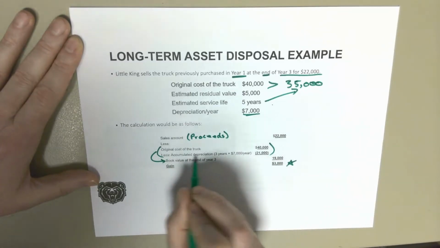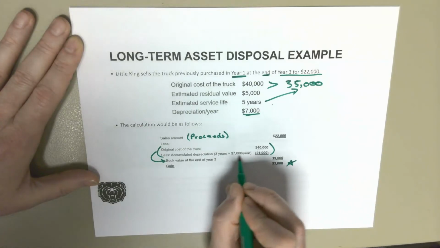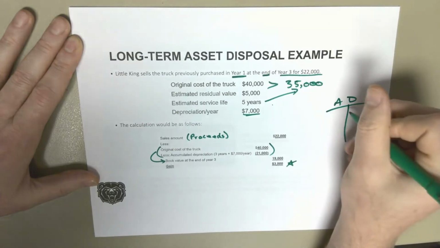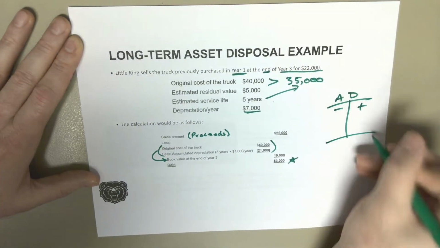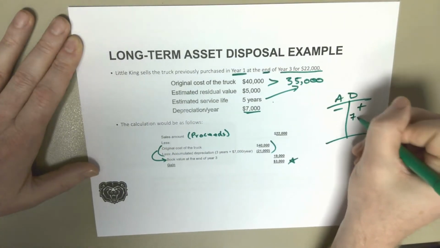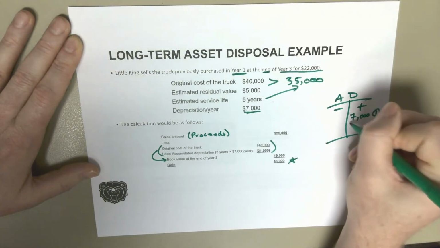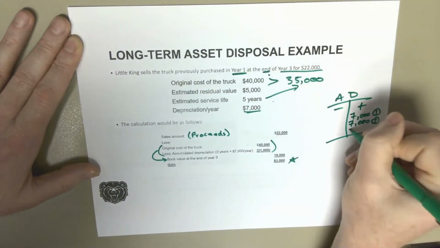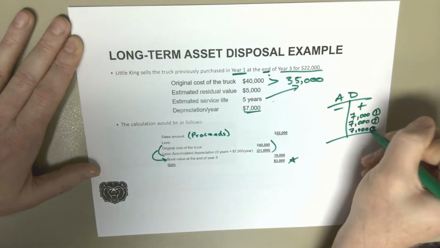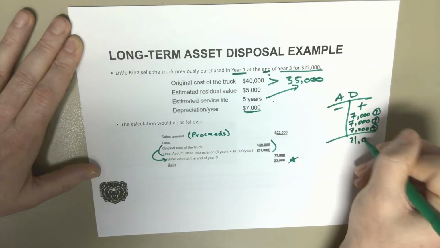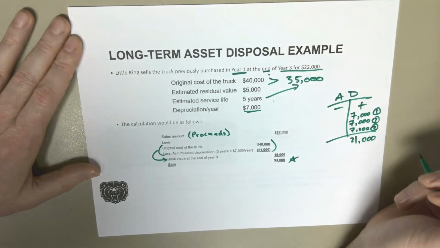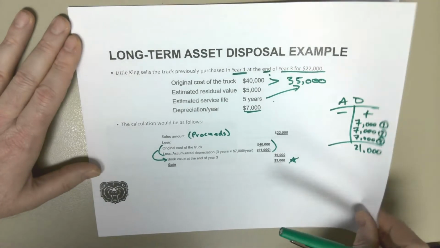The way we got that accumulated depreciation was 3 years times $7,000. Remember, let's look at our accumulated depreciation account here. Remember, it's a contra asset account. So year one, $7,000, and $7,000 in year two. They told us it was the end of year three, so we had a full year's worth of depreciation in year three. Add those together, we had $21,000 in accumulated depreciation. So that is how we would find the gain.